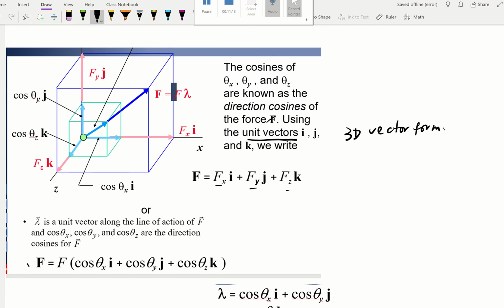And then expand, we have this one here. F is equal to F times cosine theta x, that gives us Fx. And F times cosine theta y, that's going to give us Fy. And F times cosine theta z, that's our Fz. So from here, we got this equation.